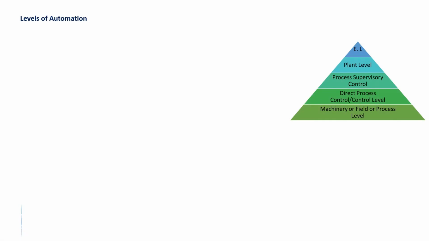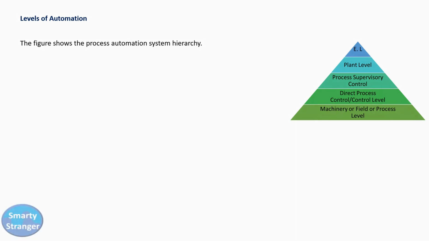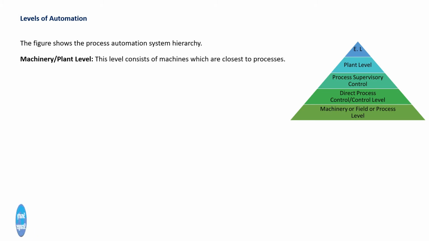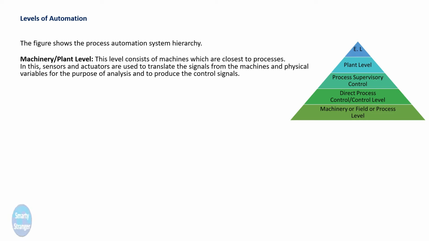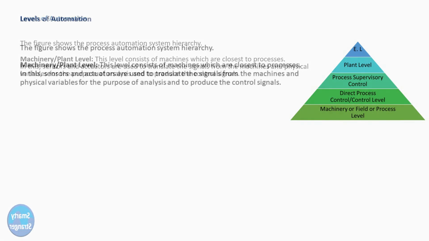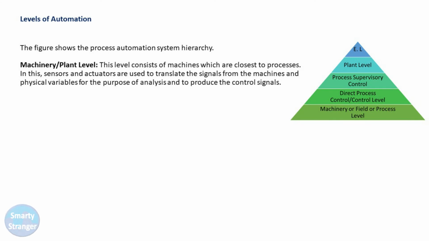Levels of automation. The figure shows the process automation system hierarchy. Machinery/plant level. This level consists of machines which are closest to processes. In this, sensors and actuators are used to translate the signals from the machines and physical variables for the purpose of analysis and to produce the control signals.